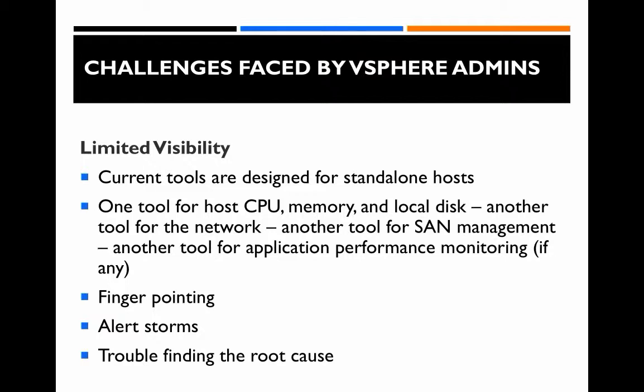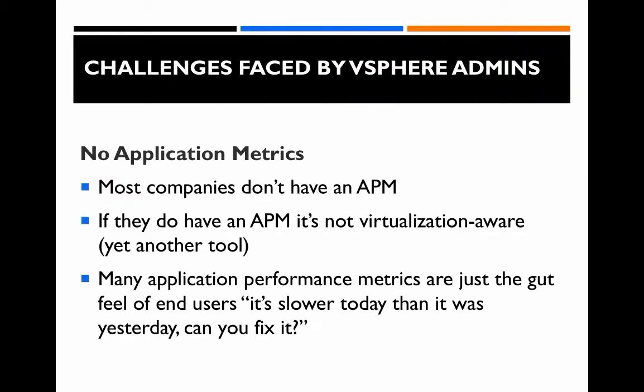Then you have alert storms. So there's a problem, you get 100 alerts about something wrong out there, and then you have to struggle to find the problem. So it's difficult to find the root cause. And lots of us don't have any application metrics. We don't have an application performance monitoring tool of any kind, really. And because of that, when we make improvements to the infrastructure, we don't know if we've really improved application performance or if we've negatively hurt application performance.